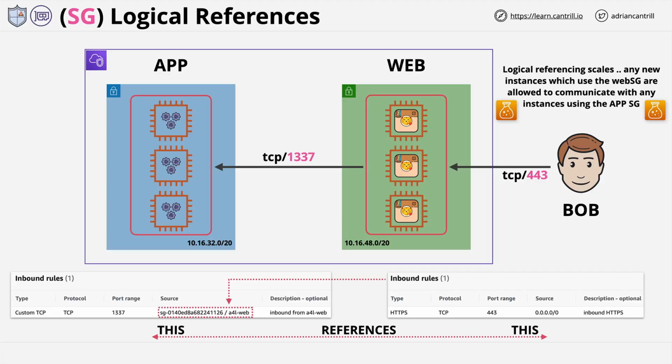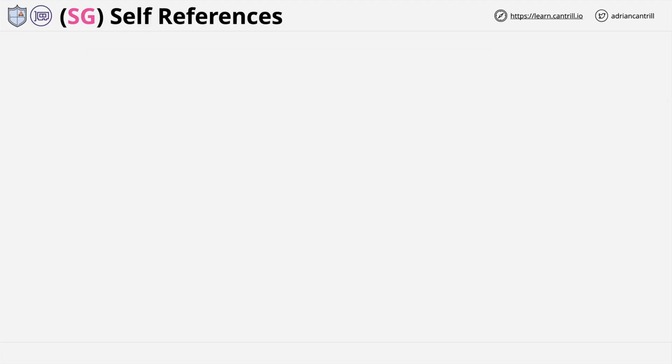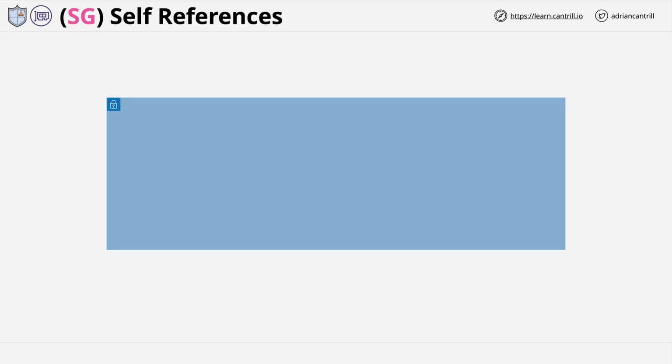Now, logical references provide even more functionality. They allow self-referencing. Let's take this as an example. A private subnet inside AWS with an ever-changing number of application instances. Right now it's 3, but it might be 3, 30 or 1. What we can do is create a security group like this.